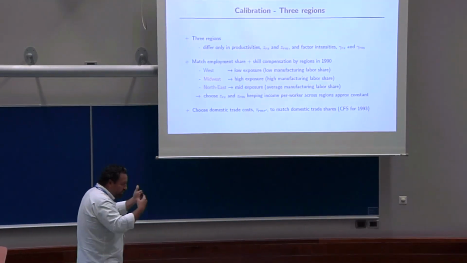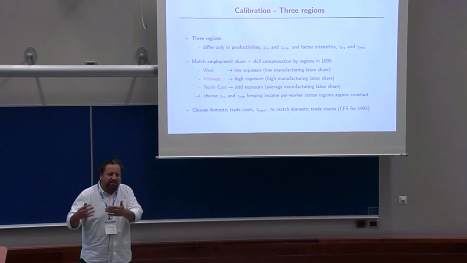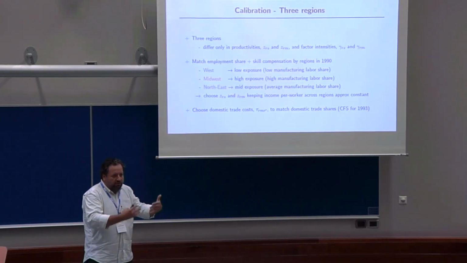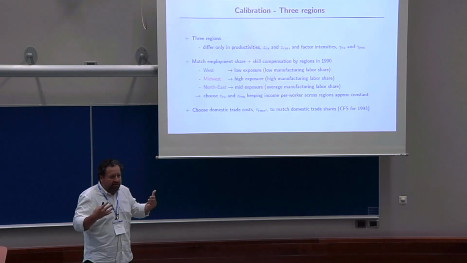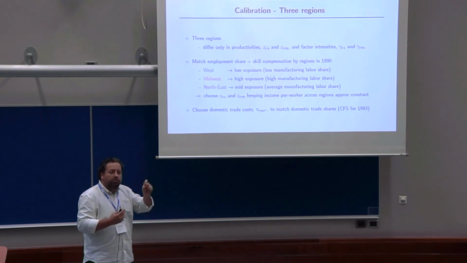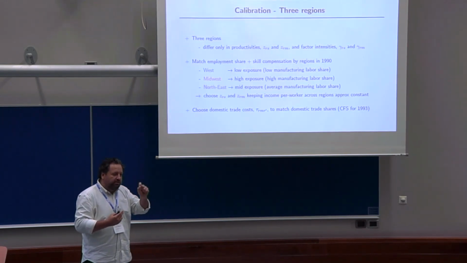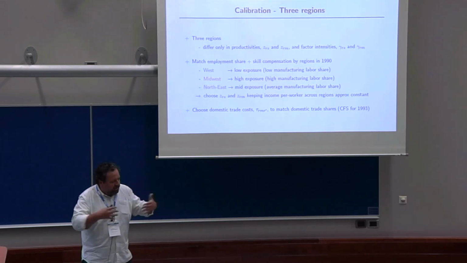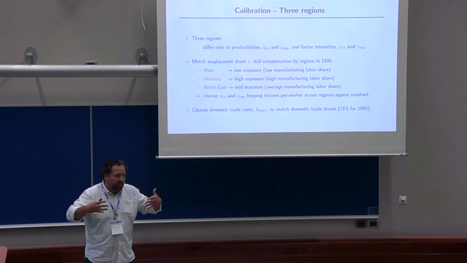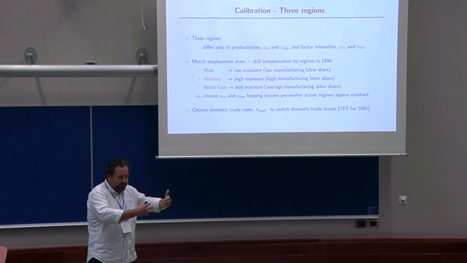The way we're going to do it is we want to construct the instrument, the ADH instrument, in the model. So we're going to assume the regions are exactly the same, except for relative productivities in manufacturing and services. And that's going to generate heterogeneity in the allocation of labor across these industries, across regions.